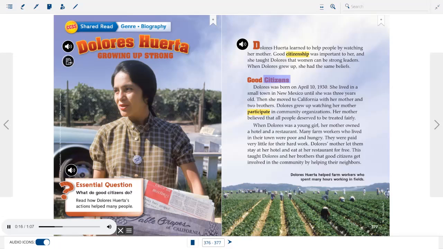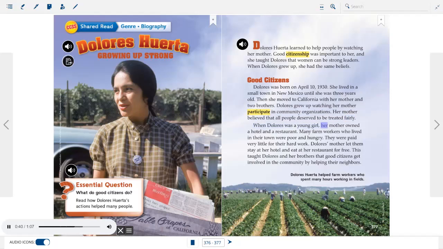Good citizens. Dolores was born on April 10, 1930. She lived in a small town in New Mexico until she was 3 years old. Then she moved to California with her mother and 2 brothers. Dolores grew up watching her mother participate in community organizations. Her mother believed that all people deserved to be treated fairly.